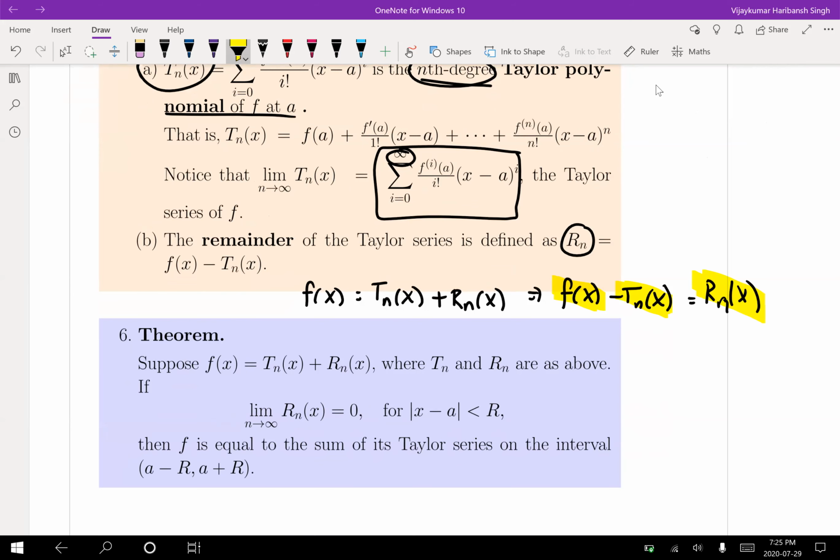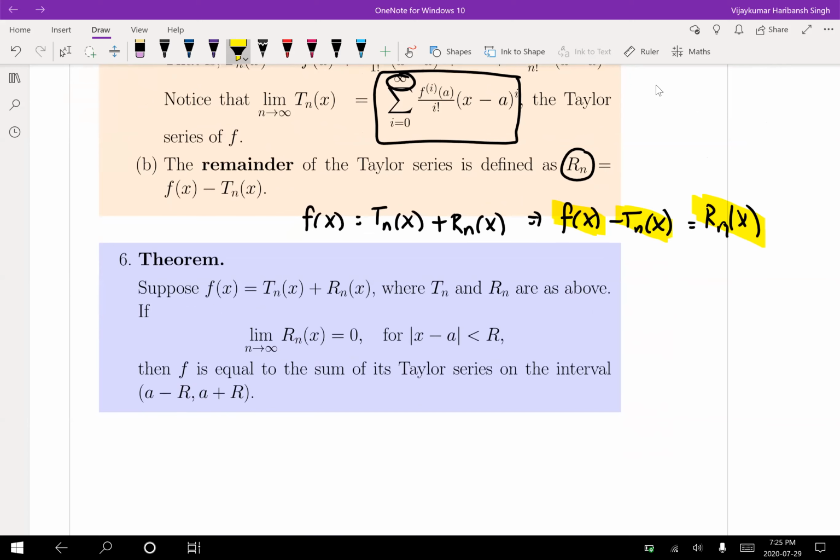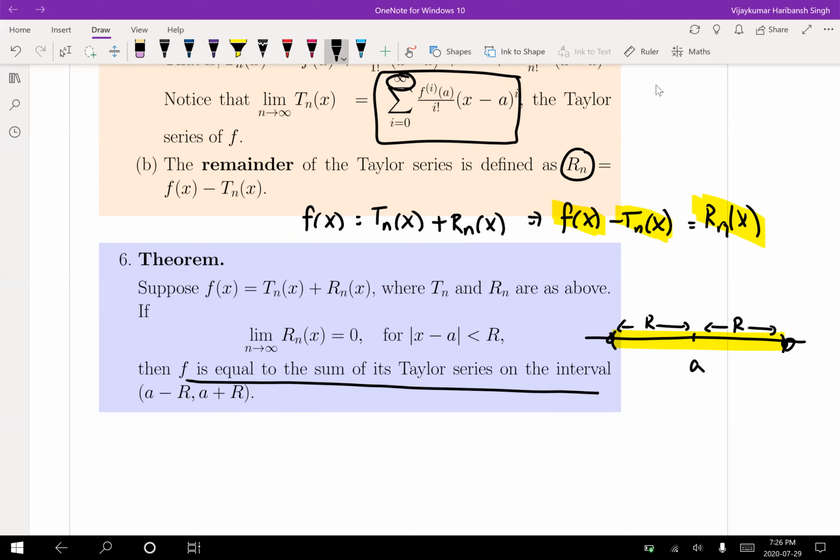We get that, first of all, the limit as n goes to infinity of Rn is 0 for all x with |x - a| less than r. So in this range, the limit as n goes to infinity of Rn is 0. And then your function is equal to the sum of its Taylor series on the interval (a - r, a + r). Okay.